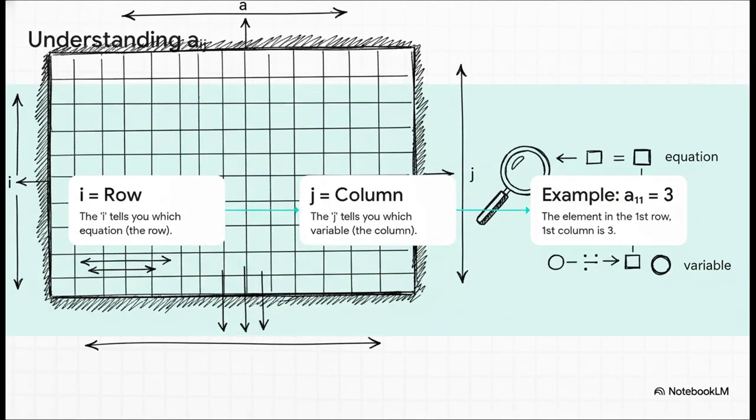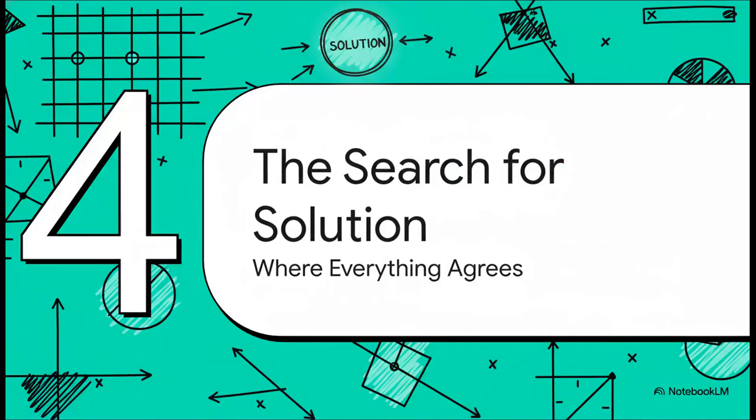It's actually really simple. The i just tells you the row, which is basically which equation you're in. The j tells you the column, which tells you which variable it's attached to. So if I say a sub 1,1, I mean row 1, column 1. In our little matrix, that's the number 3. It seems small, but this kind of precise organization is exactly what allows computers to chew through huge systems like this in a flash.